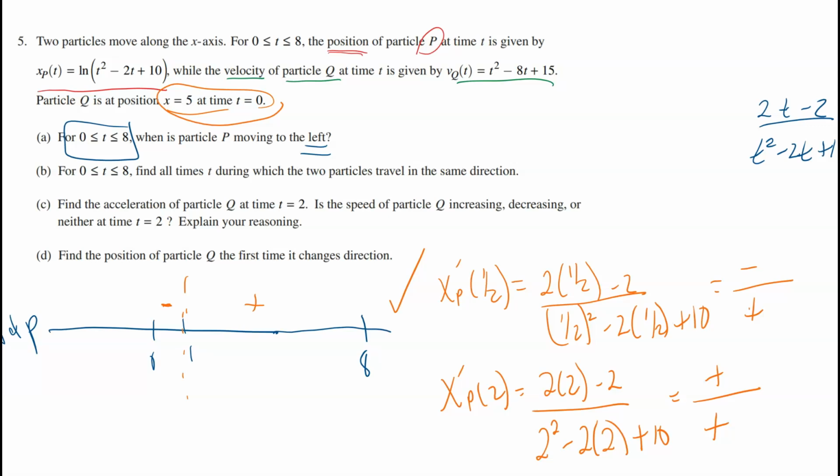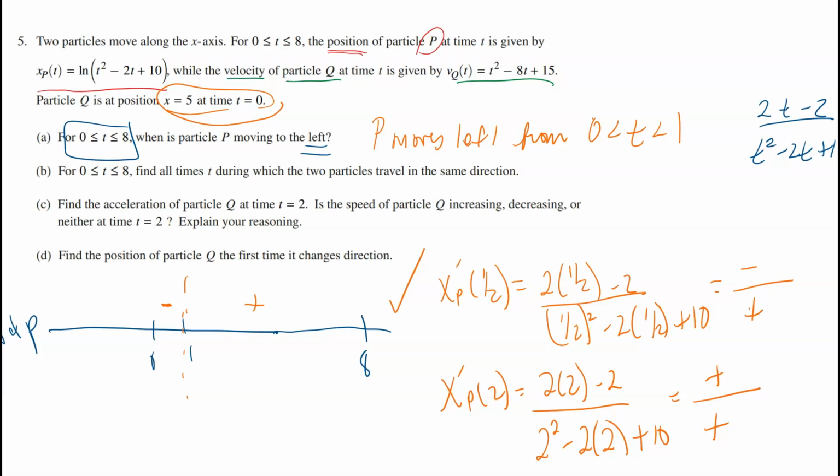All right. So I'm going to say P moves left from 1 less than t. Oh, nope. I messed up. That's when it's positive. I need to go from 0, don't I? So it's when it's negative. So from 0 less than t less than 1. Okay, so there's the answer to my question.